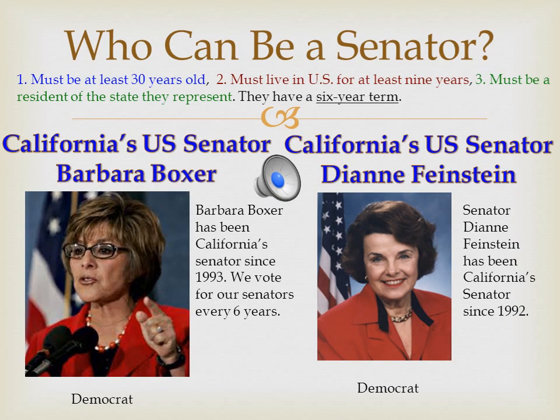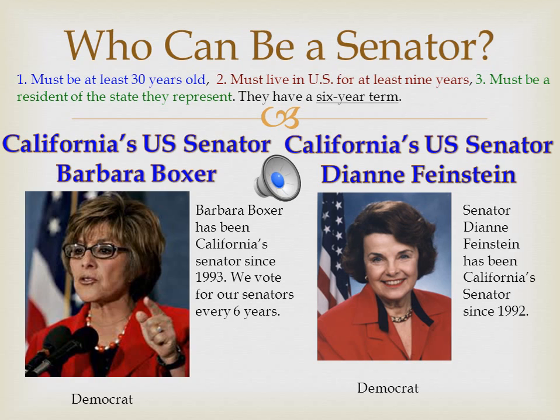So the question is, who can be a senator? And then, who are our senators in California? Well, first, there are 3 main rules to being a senator. You must at least be 30 years old. You have to have lived in the United States for at least 9 years, so you can be from another country. You have to have residency here. Must be a resident of the state they represent. So for instance, if you're going to be a senator of New York, you need to live in New York.